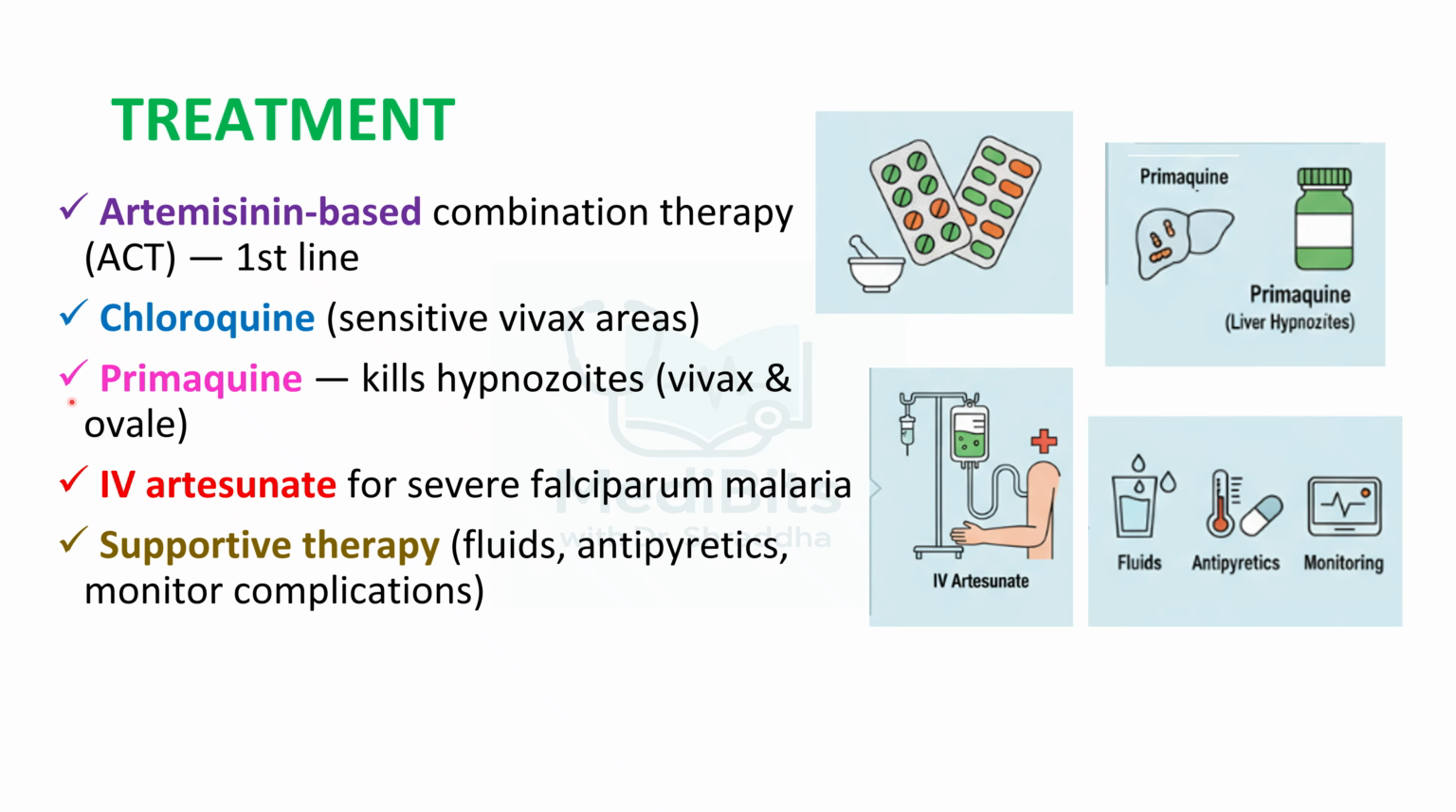Now, if the patient looks super sick, like unconscious, seizures, or really out of it, that's severe falciparum malaria. In that case, we go big with IV artesunate. Straight into the veins, no time to mess around. And finally, don't forget supportive therapy. You have got to manage fluids, bring down the fever with antipyretics, and keep an eye out for any complications. Because saving lives is not just about the medicines, it's the whole package.